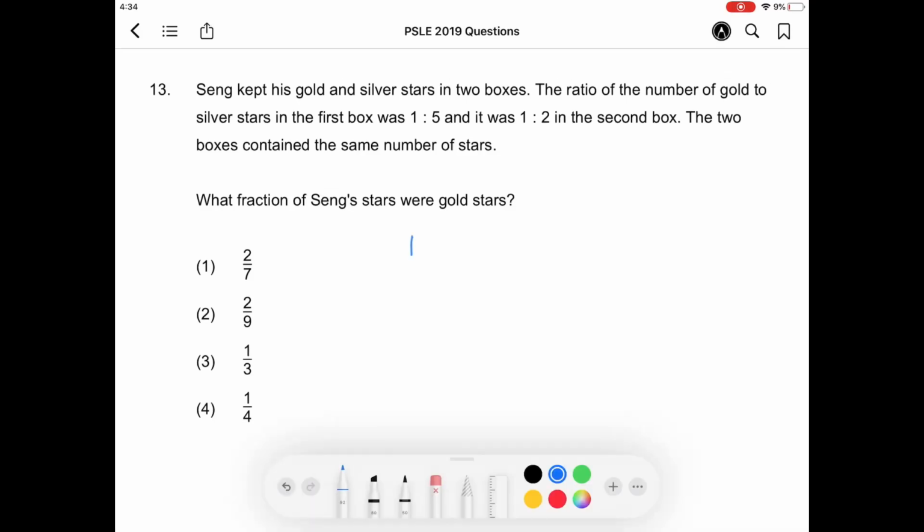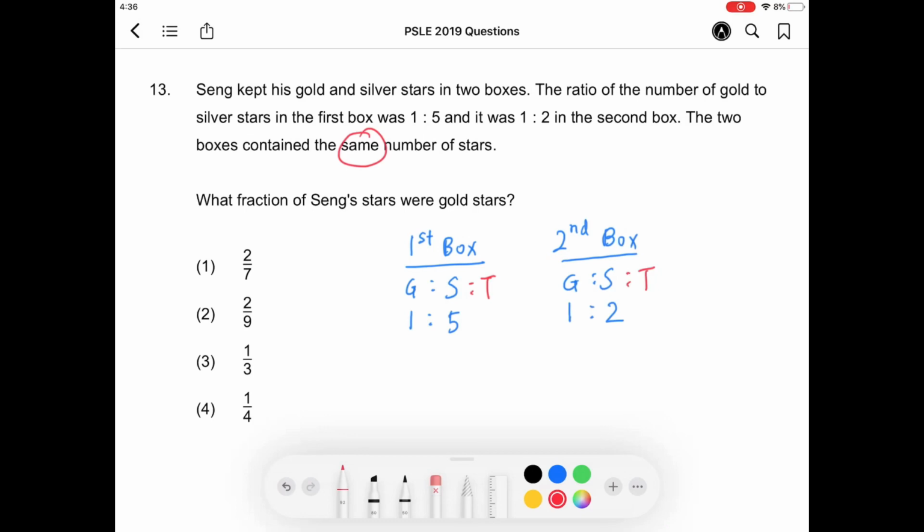So we have the first box, and the ratio of gold to silver stars in this first box was 1 to 5. And it was 1 to 2 in the second box. So second box, gold to silver was 1 to 2. The 2 boxes contain the same number of stars. So we should make use of constant total or total unchanged to help us equalize these 2 sets of ratio.